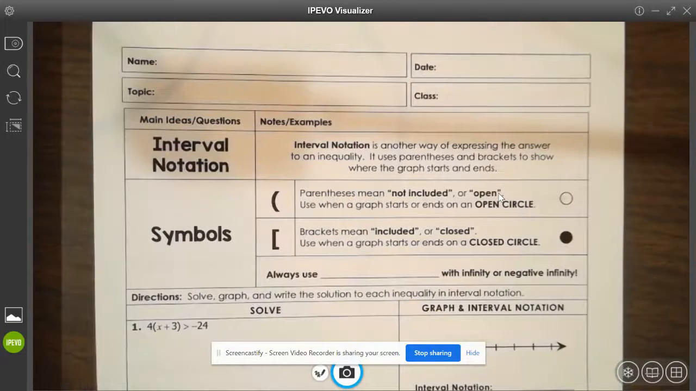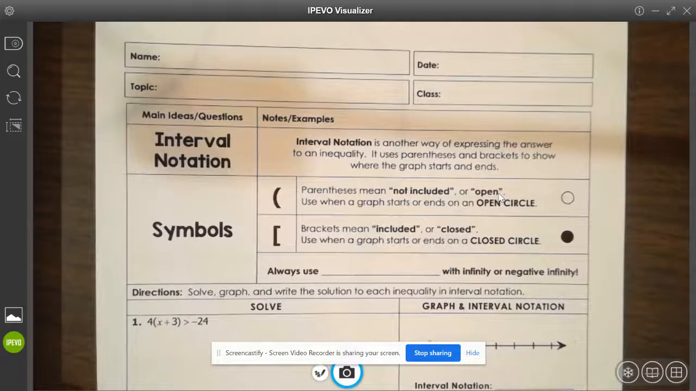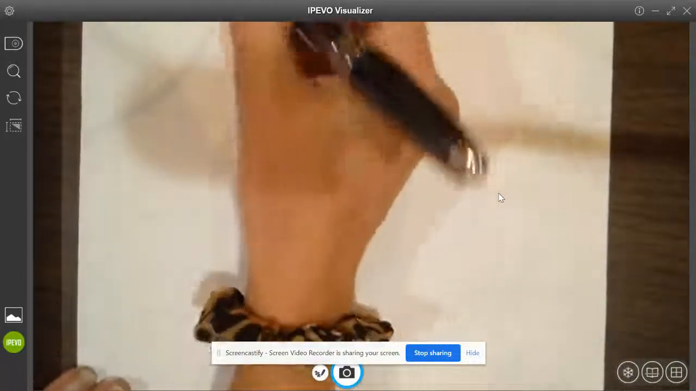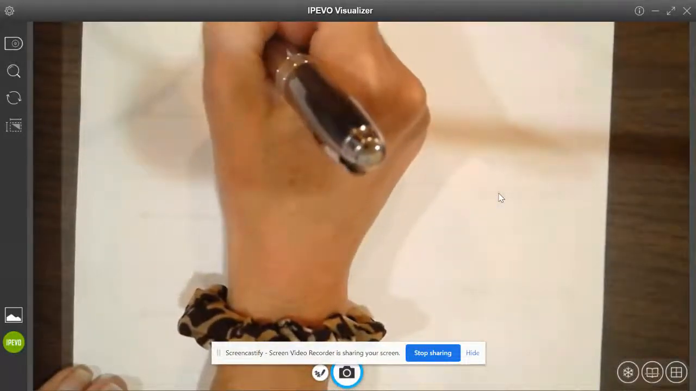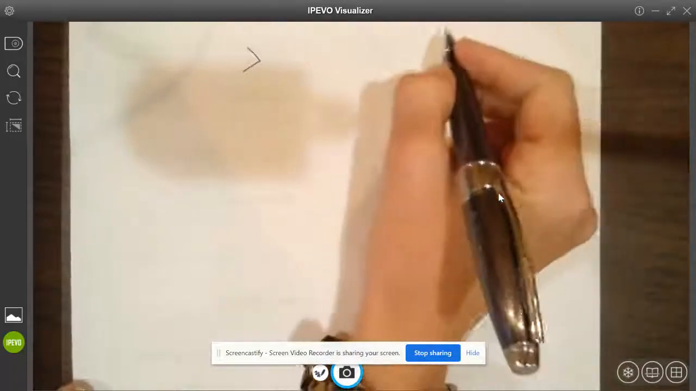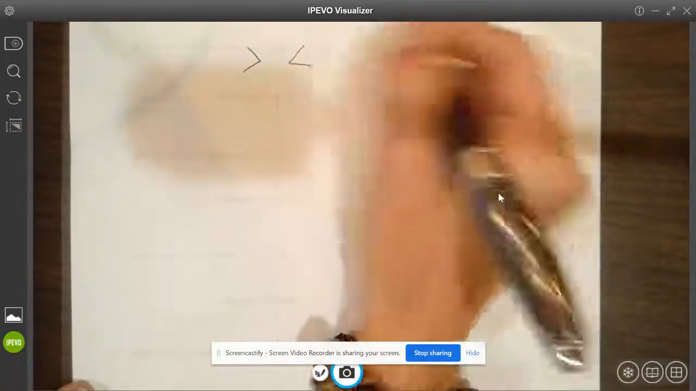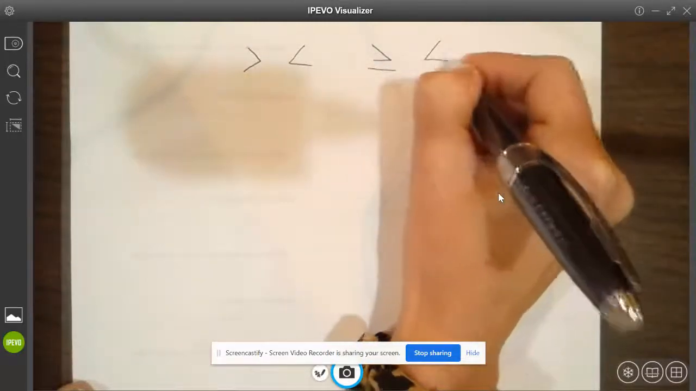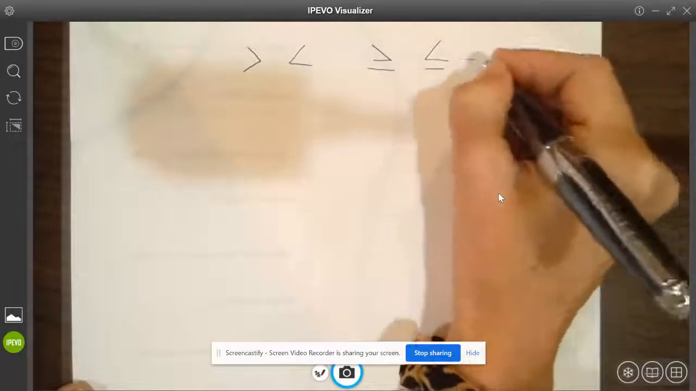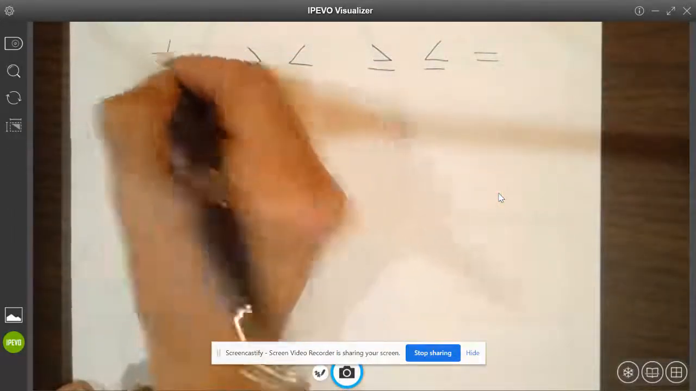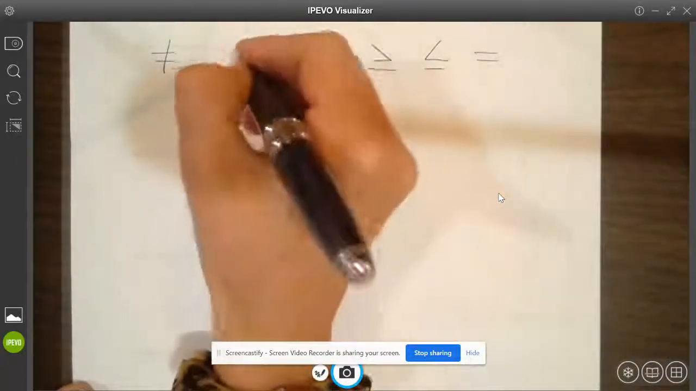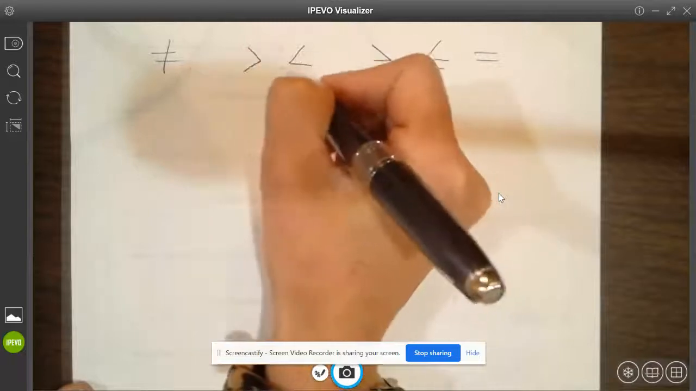All right, students. So now we're getting into some inequalities. But first, we have to remember what is an inequality. So these symbols here, right? Greater than, less than, greater than or equal to, less than or equal to, equal sign, not equal, right? So right here, the bigger number is going to be here, and the smaller number here.